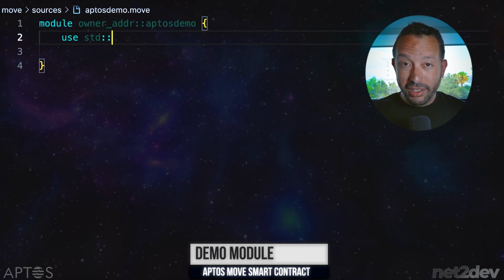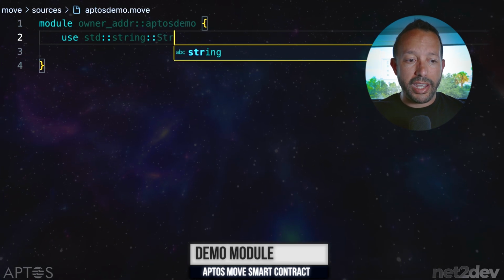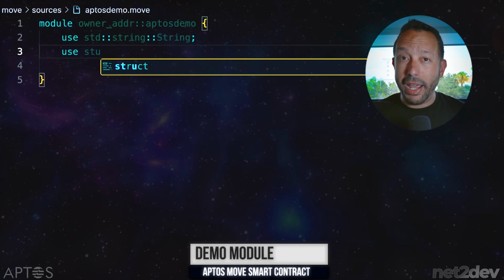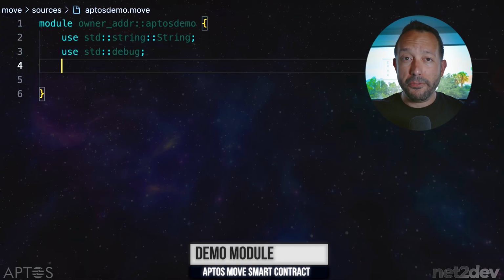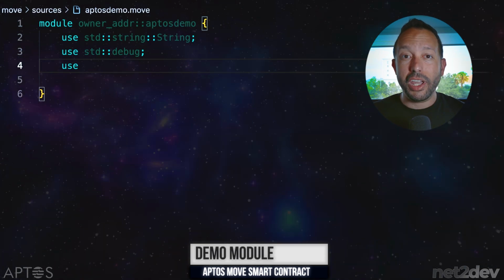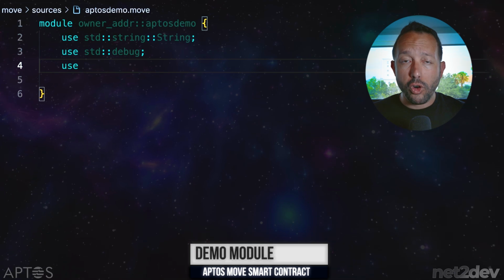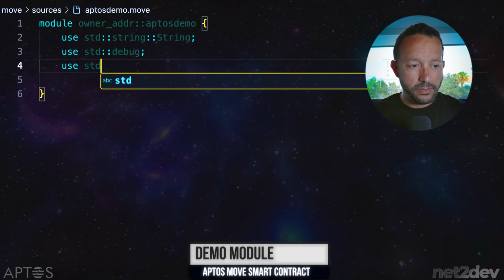So we're going to type string. And from string, we are going to import String with an uppercase S. We are also going to be importing from std debug. Okay, you are going to see what we want to do is store that string value, and we want to show that string value when we execute the function using the Aptos TypeScript SDK. And finally, we are going to import the signer because we want to interact with the wallet or the account that is going to be performing the calls to those functions.